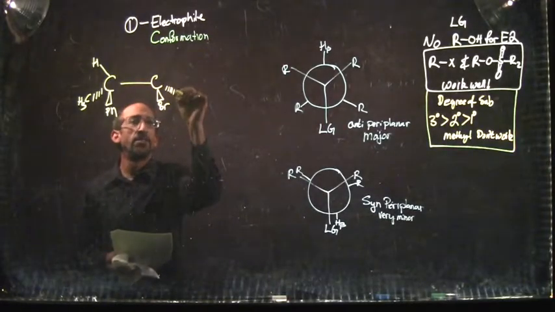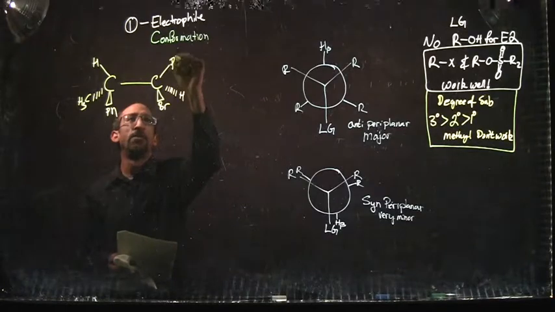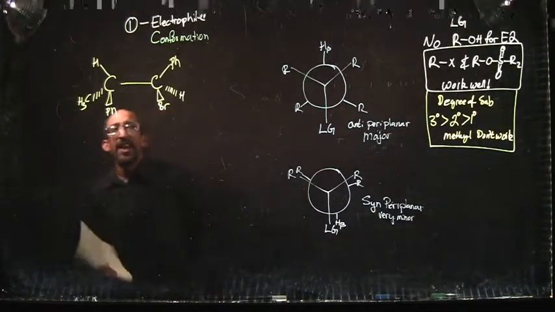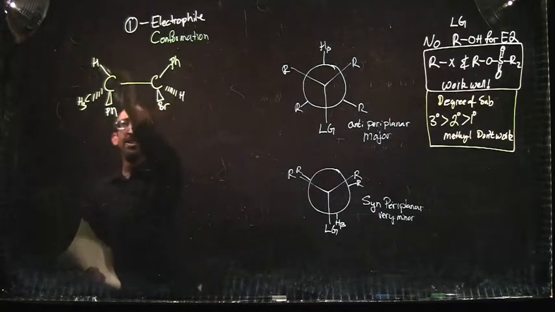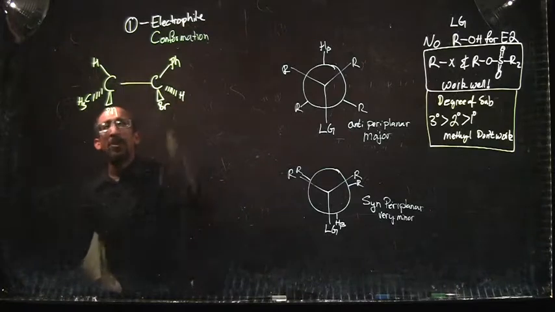We'll make this, pardon me, a hydrogen going behind the board. And finally, we'll have a phenyl ring in plane. Now, we can see that our leaving group, the bromine, is not aligned either syn or anti-periplanar with our hydrogen.